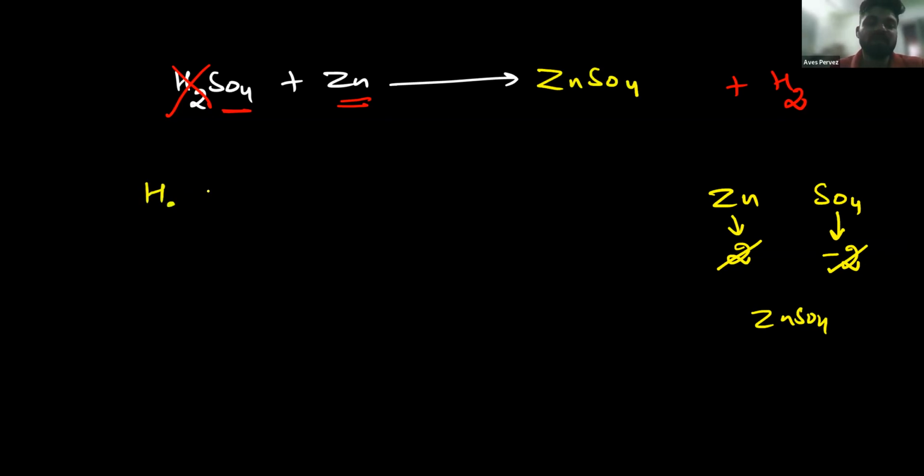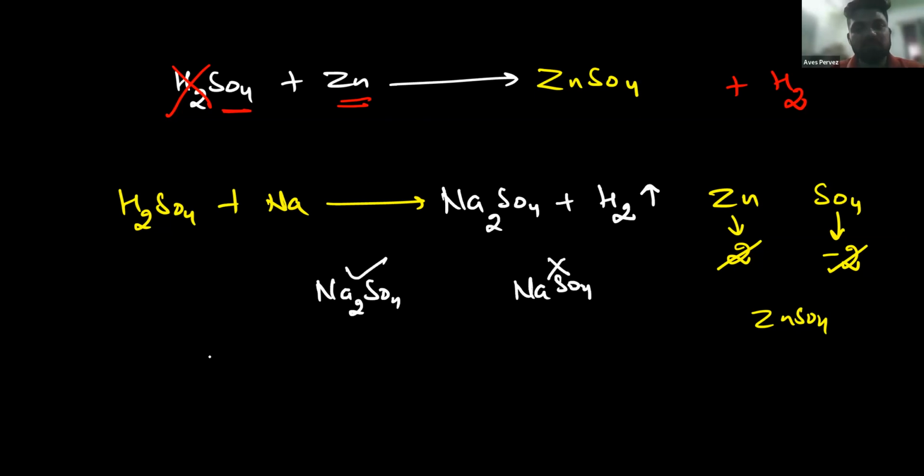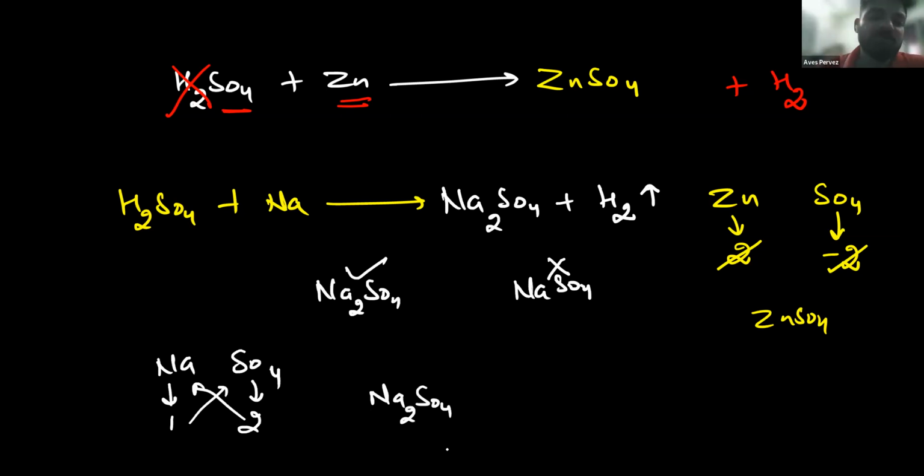Similarly, when H2SO4 reacts with sodium, what should be the product? Na2SO4 plus H2. Do you understand why Na2SO4, why not NaSO4, as the formula for sodium sulfate? Because Na has one valency and SO4 has two valency, so it will be Na2SO4. Got it? Yes, sir.